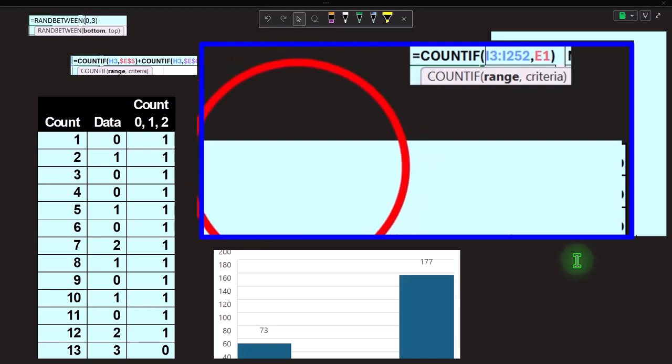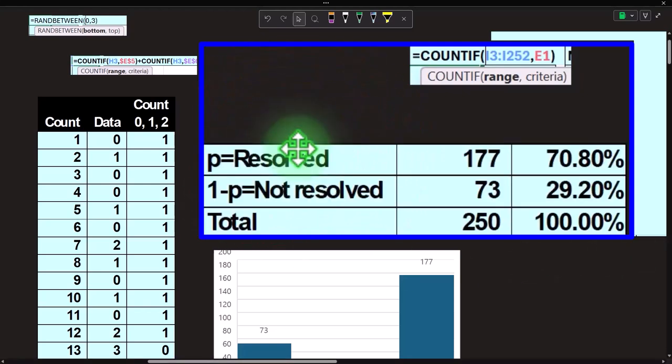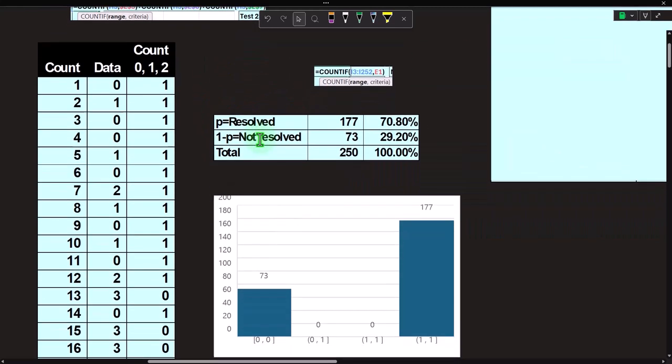Okay, this is unacceptable. The whole of Hollywood is going down because of this inefficiency. It's this department's fault right here that we can't get it done. So then we have P equals resolved.